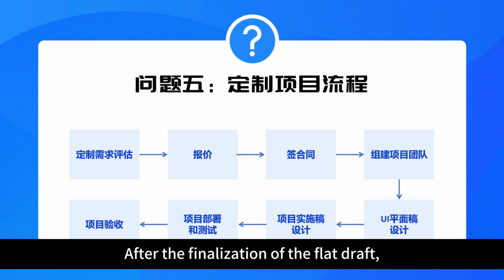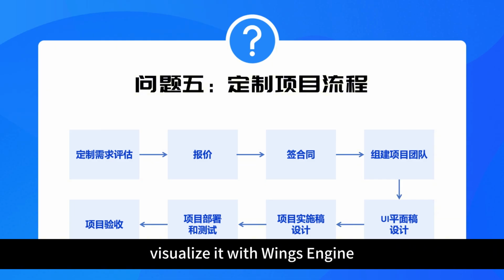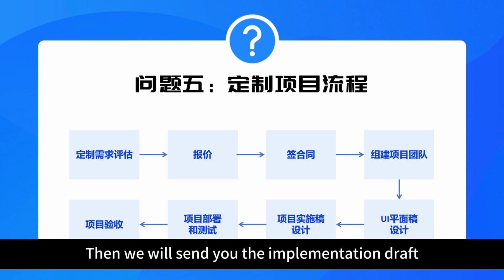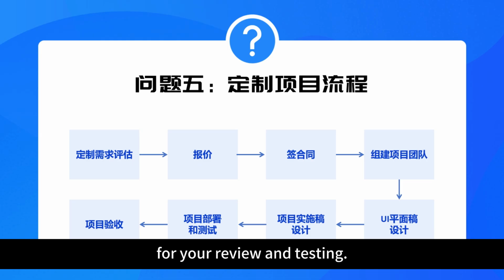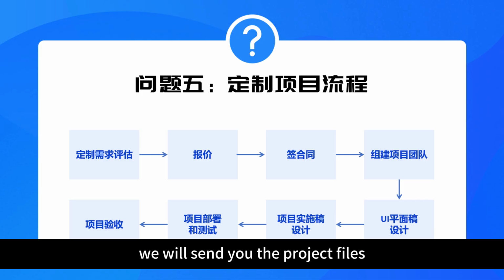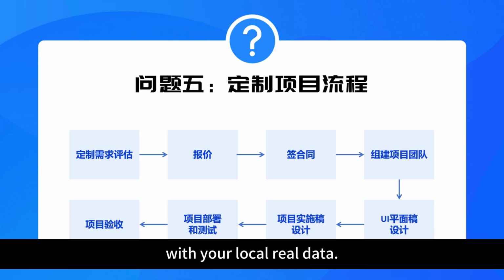After the finalization of the flat draft, our designers will use the constructed fake data and visualize it with Wings Engine to complete the implementation of the project. Then we'll send you the implementation draft for your review and testing. After the implementation draft is finalized, we will send you the project files for your local private deployment. During the deployment process, the fake data is replaced with your local real data.